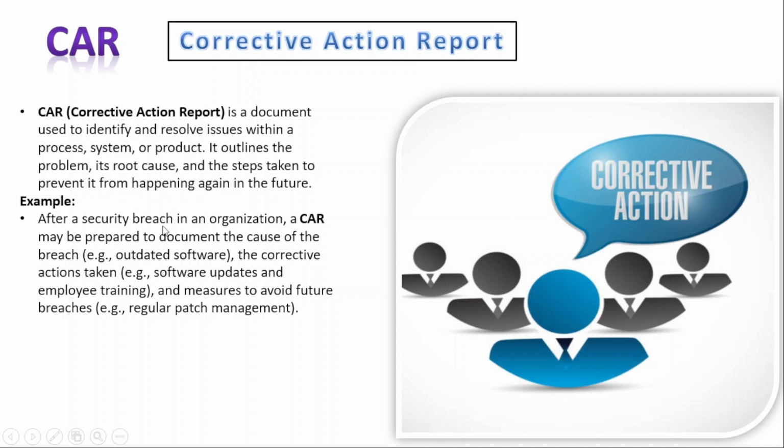Example: after a security breach in an organization, a CAR may be prepared to document the cause of the breach, that is, outdated software, the corrective action, for example, software updates and employee training, and measures to avoid future breaches, for example, regular patch management.